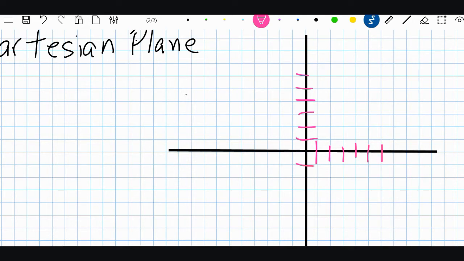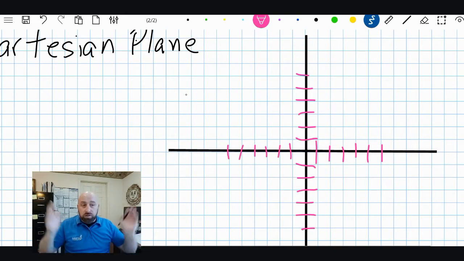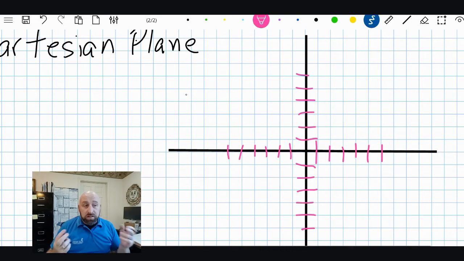If you're going down, 1, 2, 3, 4, 5, 6. And if you're going to the left, 1, 2, 3, 4, 5, 6. We just did 6, we could keep going. Remember, it's a plane, so it goes indefinitely, to infinity in all directions. So what we have here is what's called the Cartesian plane. Every one of those little markings is 1. And 1 what?